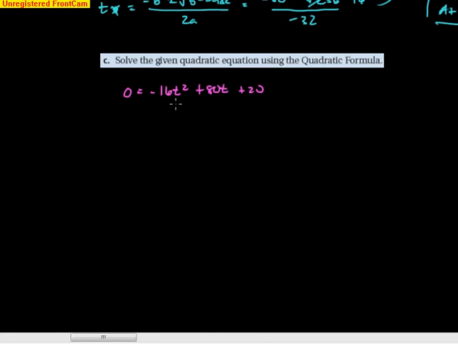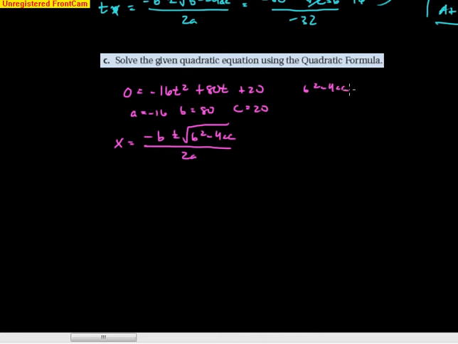So I'm going to go ahead and use the quadratic formula. This is in my standard form. A is negative 16, B is 80, and C is 20. And the quadratic formula says x equals the opposite of b plus or minus the square root of b squared minus 4ac all over 2a. Now the first thing I'll do to the side here is find the discriminant. So that is b squared minus 4ac.